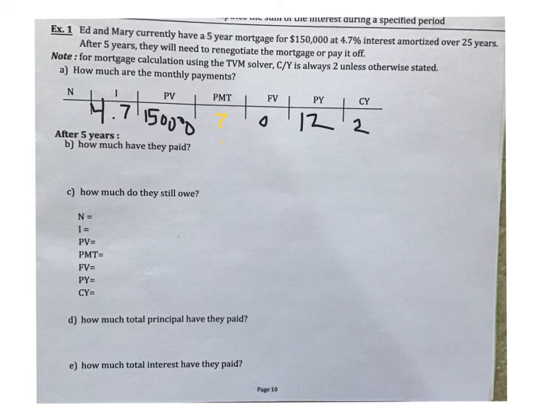CY we said was 2 for mortgage payments. And then for N, it's going to be 25 years times the PY, which is 12. So that's just to figure out the initial payment. So let's plug that into your solver. Okay, so their payment ends up being $846, and we would round to 2 decimal places for money, so this would be 97 cents. So that's their monthly payment.